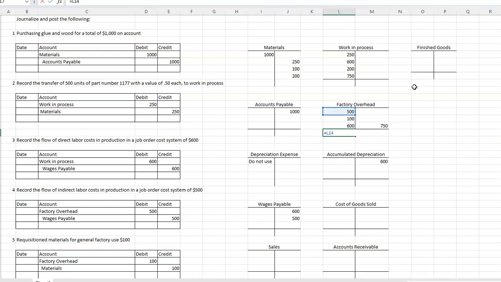Why is my... Oh, because I'm hitting the wrong key. Now I know why. Hold on. Equals this plus this plus this minus the credit. So I have $450 left in factory overhead.